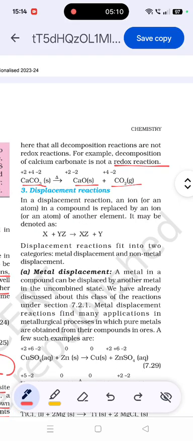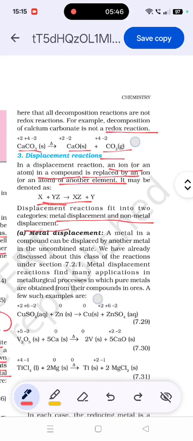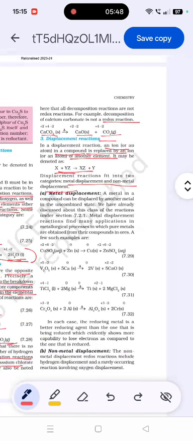Now, another type of redox reaction is displacement reaction. We know that a more reactive metal or element replaces a less reactive element or metal from its compound. That is a displacement reaction. In a displacement reaction, an ion in a compound is replaced by an ion of another element. X plus YZ gives XZ plus Y. X actually replaces Y from that compound. Displacement reactions fit into two categories: metal displacement and non-metal displacement. Clear?